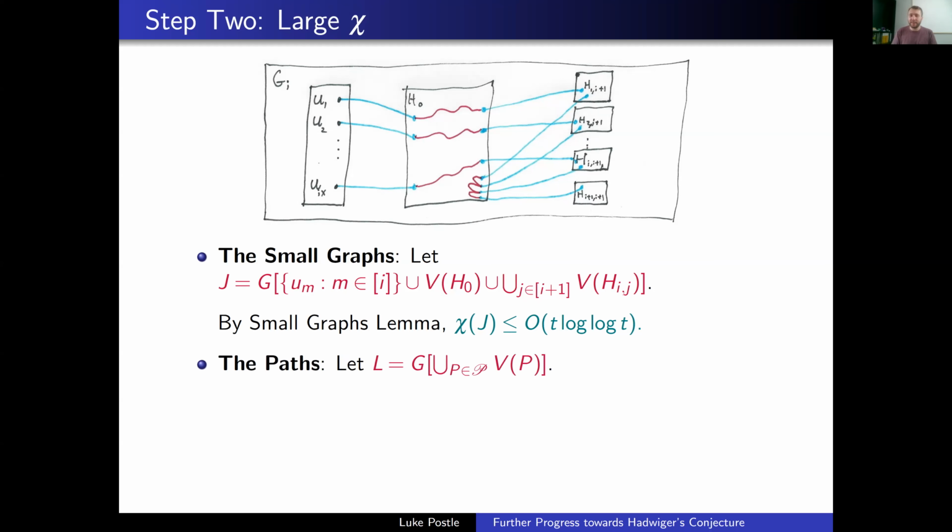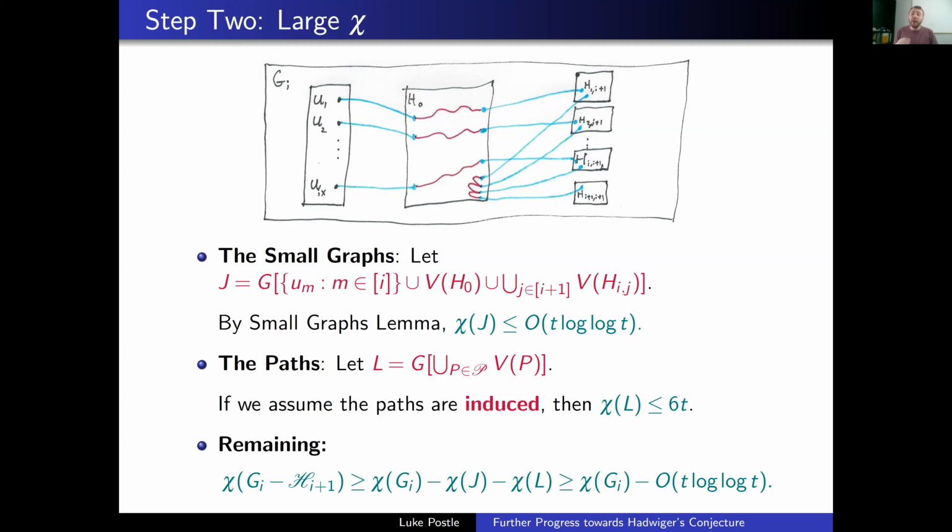But what about the paths? What about these paths we made? Well, let L be the union of these paths. The key is you just assume the paths are induced, right? That just makes them shortest paths. So skip over if you can, make them induced. And then there's only 3T paths. So then you end up with chi of L being at most 60. So the paths, if you do it smartly, don't take up too much. The small graphs don't take up too much. So in this one step, for chi of GI minus H_{i+1}, you only lose, on the order of T log log T colors. So that's pretty fine, at least for the first number of steps, and we can keep on going.